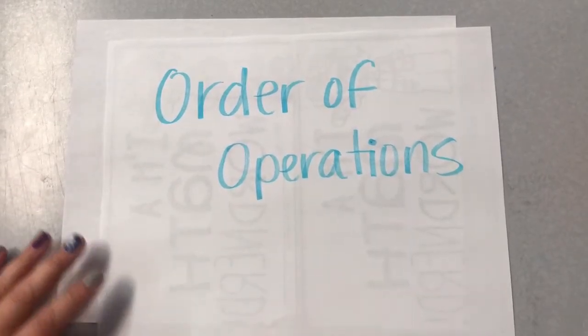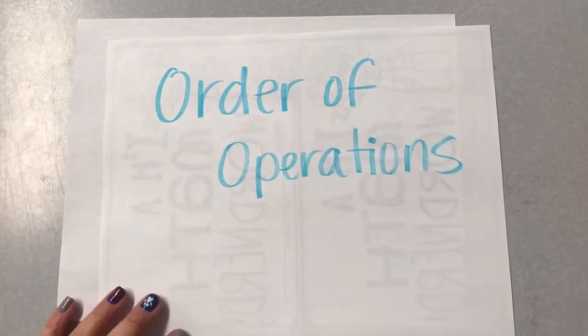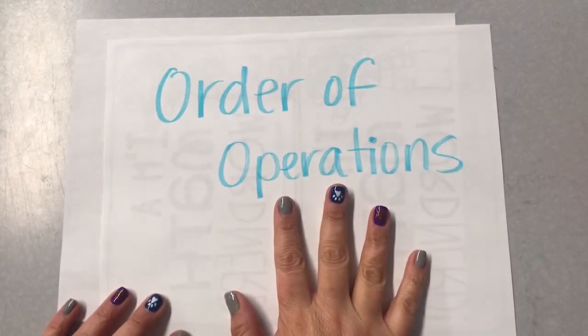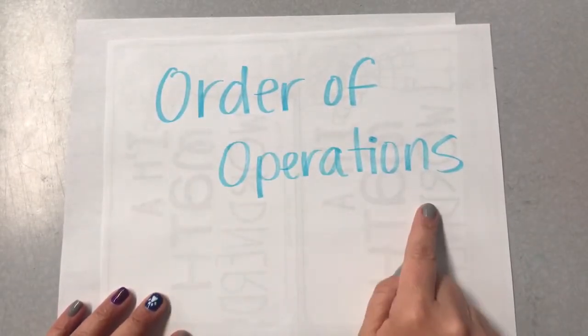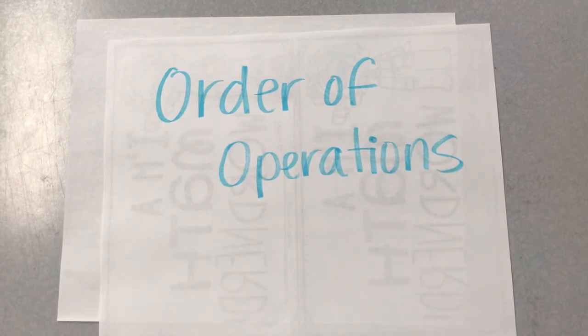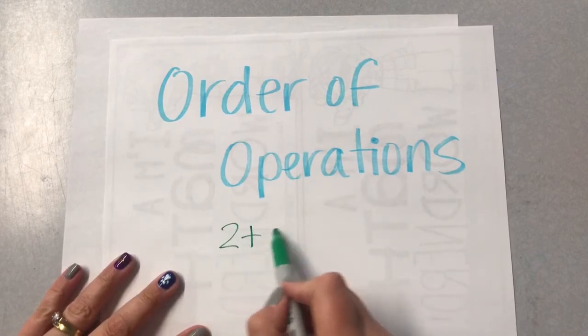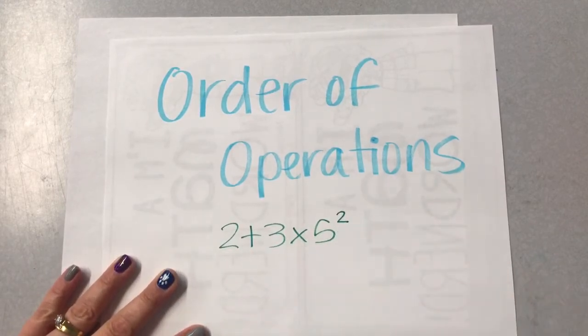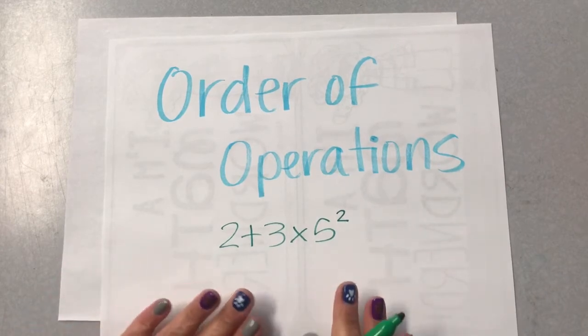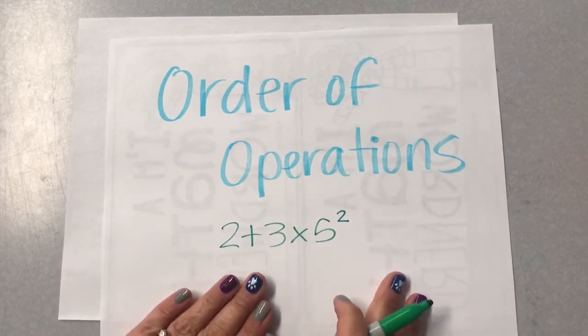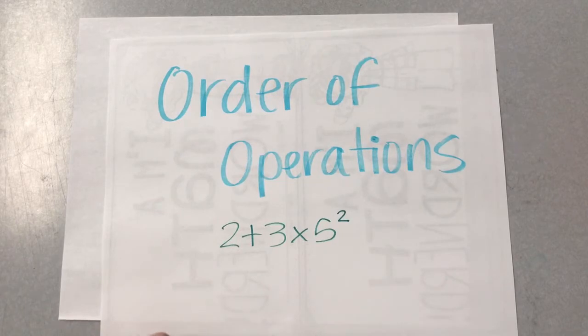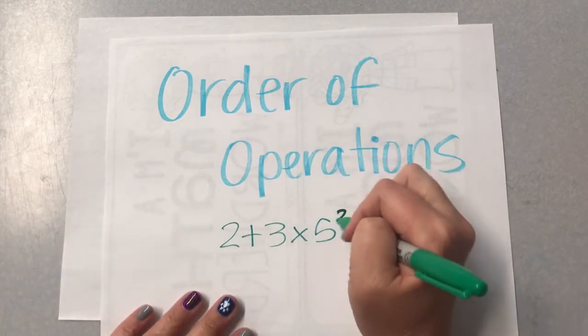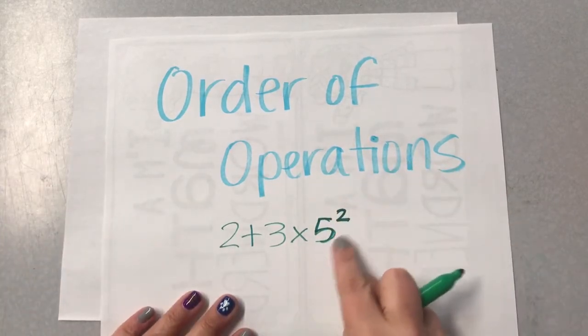Hey guys, what we're going to work on today is learning about the order of operations. Now, the order of operations basically says that there's a set way that we have to do problems. If I have this problem, 2 plus 3 times 5 to the second power, there's a certain order that I must work through. And so we're going to learn about the order of operations, but before we do, we need to learn about what this thing is right here.